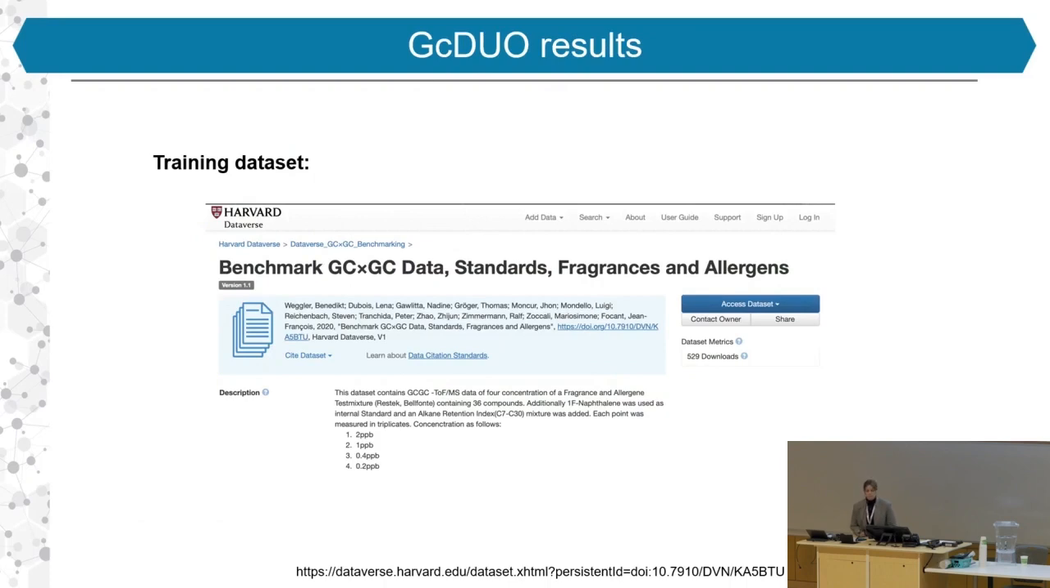So now we will move to the results. To illustrate the functionalities and results of GcDUO, we use three datasets. The first one is the training dataset, which consists of a mixture of 36 compounds at increasing concentrations. This allows us to compare the results across both low and high intensity signals.